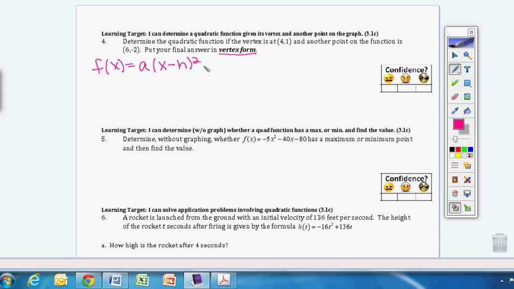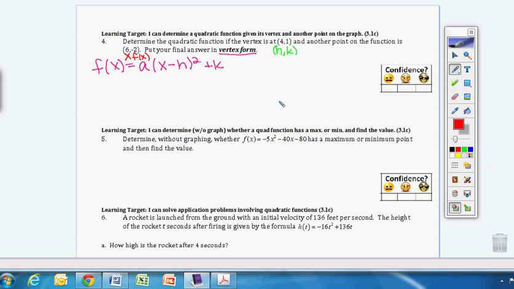The a value is going to tell us what's happening. Is our function opening up or down? And what's the slope of it? So this is our vertex form. Our vertex is (4, 1), so that's going to be my h and my k value. And then the other point that they give me is going to be my x and my f of x.